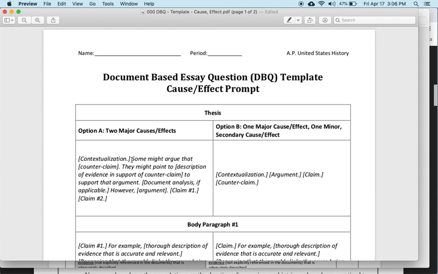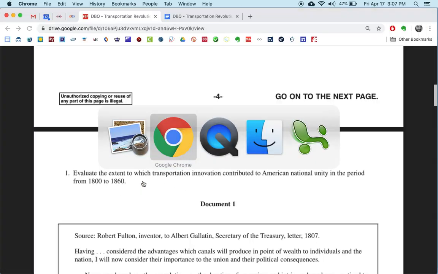I'm going to suggest that there are those who might argue that the transportation revolution created national unity, and I'm going to even talk a little bit about what evidence they might use to prove that the transportation revolution forged national unity. And then I'm going to argue that they're wrong, and rather that the transportation revolution led to national disunity. So let's move on to the counterclaim part, and let me highlight that part here.